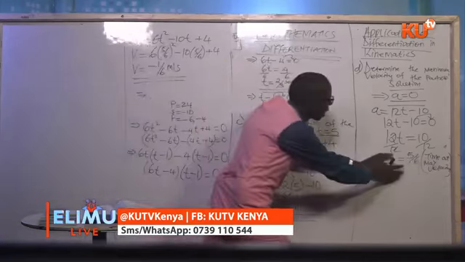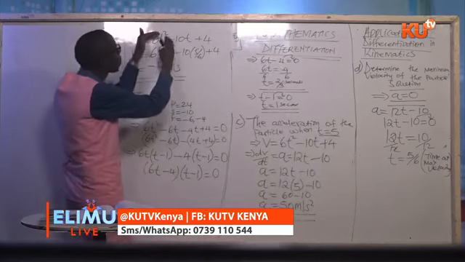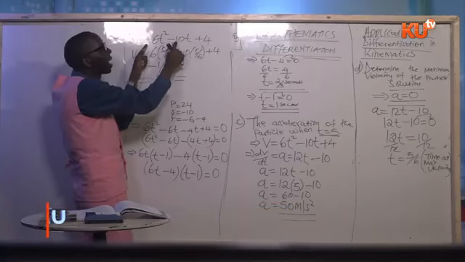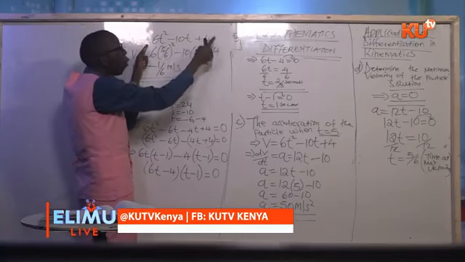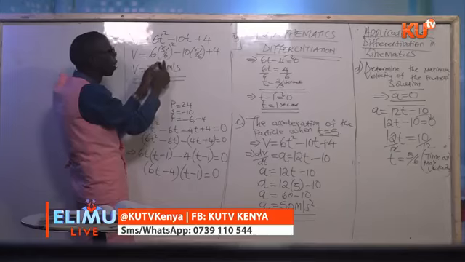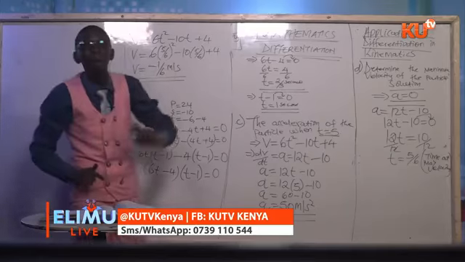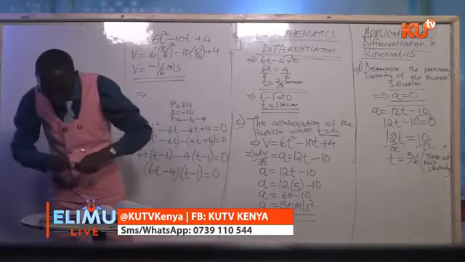Then this 5/6 you replace in the formula of velocity, which was 6t squared minus 10t plus 4. Where there is t, you substitute with 5/6. And then you'll get the maximum velocity.